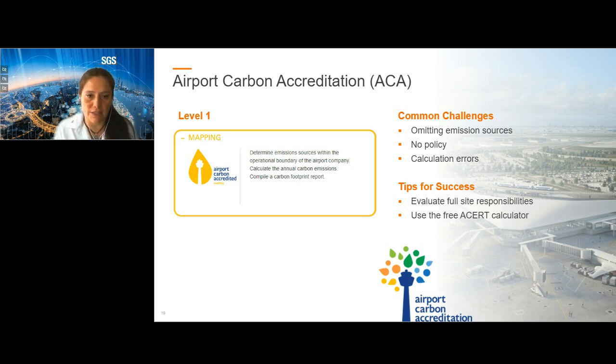Another common challenge is that in the first year they don't have a policy. They didn't know that they have to make a policy, but the airport has to make a policy for reduction of greenhouse gases and reduction of energy. Airports define their own policy, but it has to have somewhere a commitment to reduce energy or to reduce greenhouse gases, and it must also be signed by the highest level of the airport.